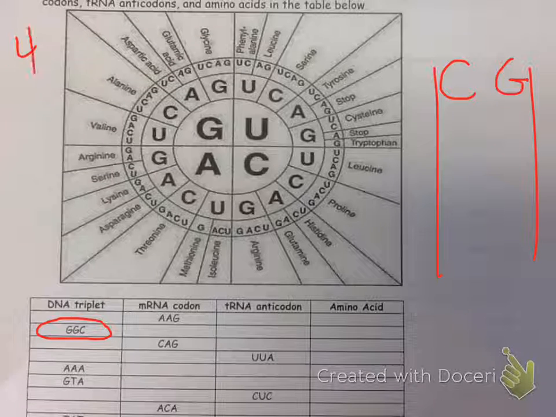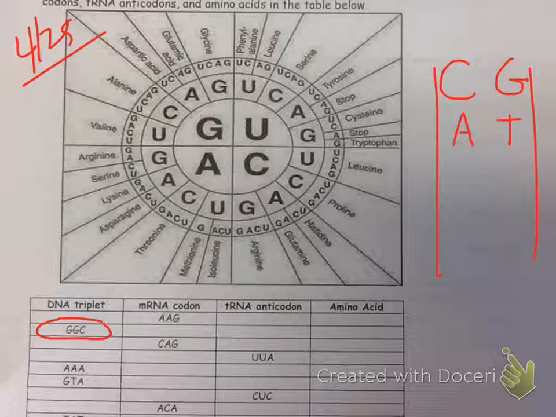So today is 4/25. We're working with the codon chart just so that you have a refresher on how to use it. Remember the 4 bases of DNA: cars park in the garage and apples grow on trees. So it's C to G, A to T.